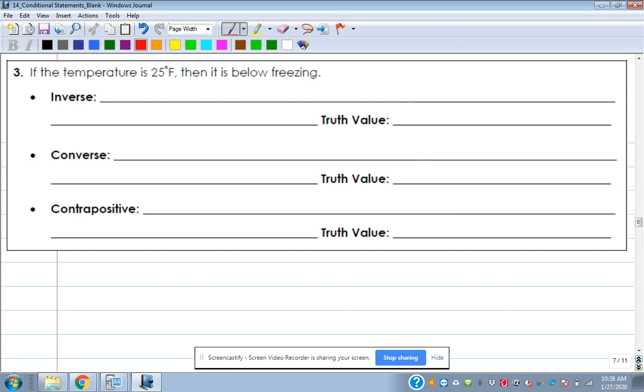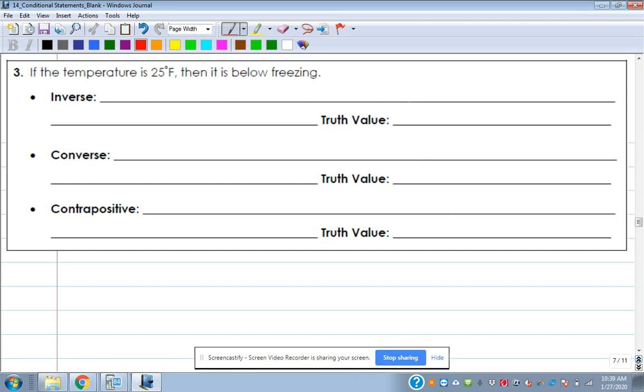If it is below freezing, then the temperature is 25 degrees. That'd be the converse. Is that truth value for that? It's false. So a counterexample could be any of those numbers that are below freezing that are not 25. Contrapositive. Give me the statement. If it is not below freezing, then it is not 25 degrees Fahrenheit.